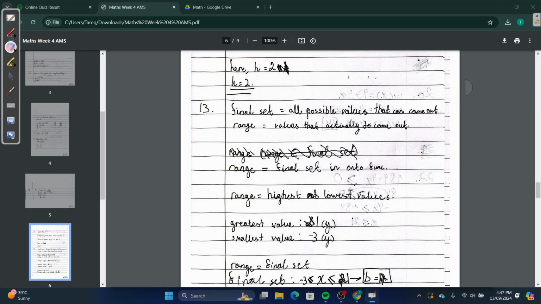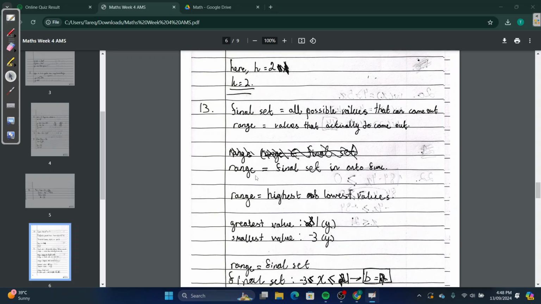But if you put your domain as every number in the world, infinite numbers, you'll get your final set. It's all possible values that can come out, which is generally the set of all real numbers. Okay. So in the onto functions, your range is equal to your final set. Each value of your range is mapped onto the final set, or vice versa. Each final set value is mapped onto the range.